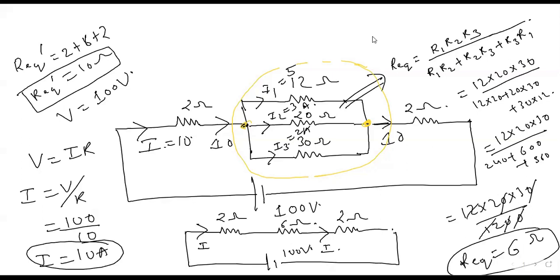For the equivalent of 12, 20, and 30, sir, I solved it by the 1 by R method. But I am getting a different answer. How much? 20 by 3, 6.66. Yes, sir. No, it should come direct. The values are given in such a way that you should get a direct number. Yes, sir, I'll check again. Yeah, you just check. Okay, thank you.